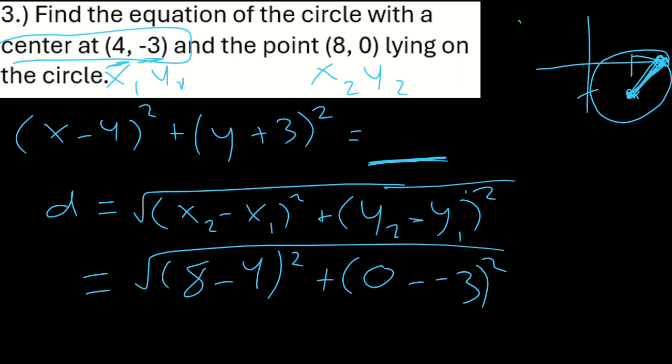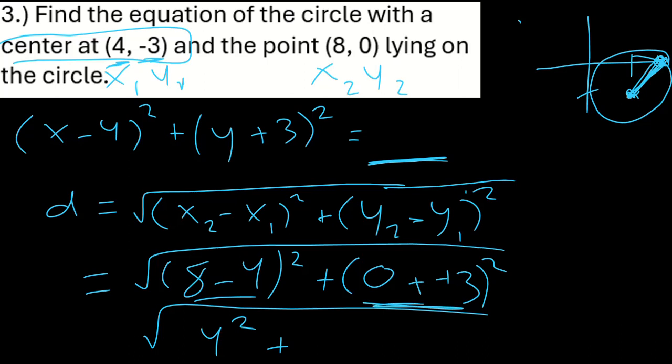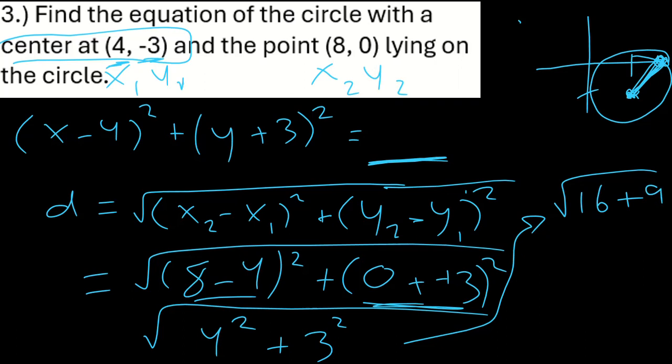Anytime I see two negatives, I immediately want to change those to positives. Now I have the square root of 8 minus 4 is 4 squared, plus 0 plus 3 is 3 squared. And now I know that 4 squared is 16, plus 3 squared is 9. And ask yourself, what is the square root? Well, 16 plus 9 is 25, and I know that the square root of 25 is 5.